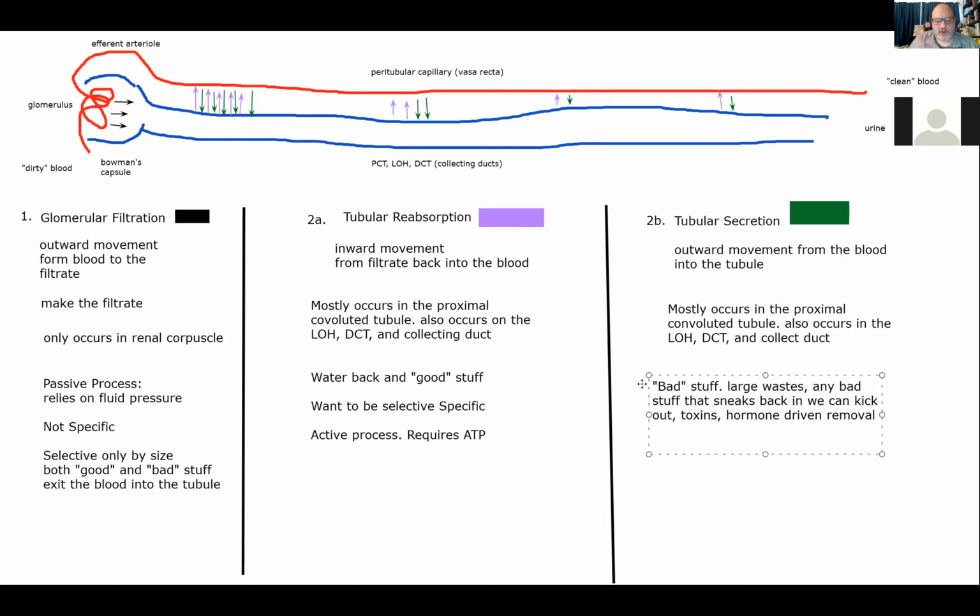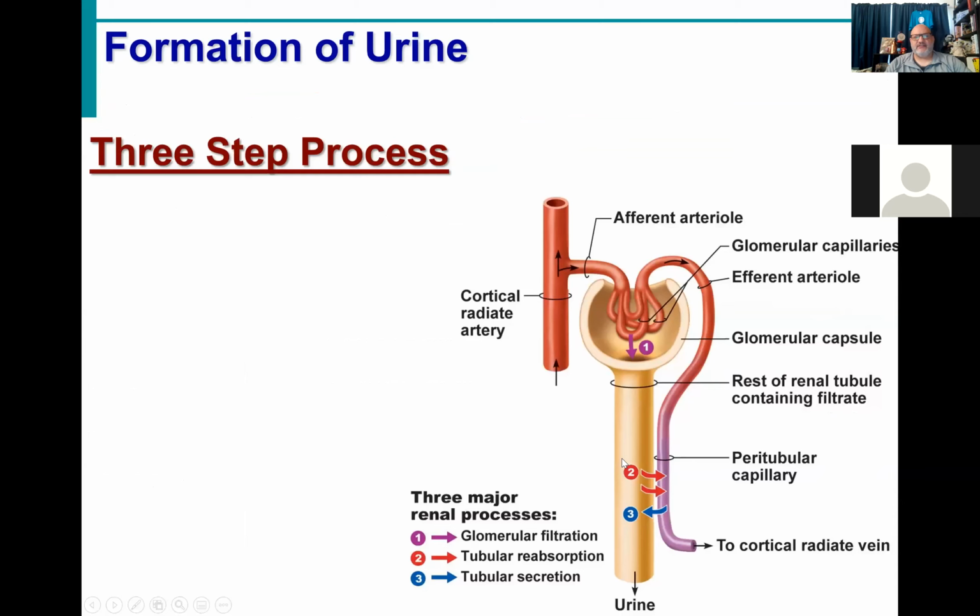Again, notice we want to be selective. We want to be specific. And if we're going to be specific, that makes this an active process. And if it's an active process, it is going to require ATP. And so after all three of these processes are completed, we then have our clean blood that goes back to our heart and our urine, which leaves the kidney into the urinary tract. So we've done this here on the board. Let's go back to the slides and see that same type of thing.